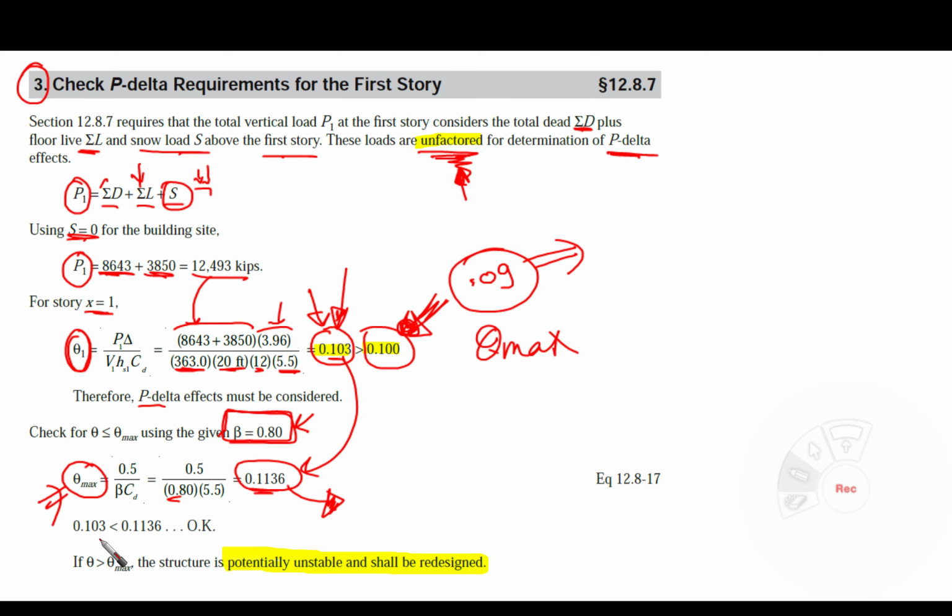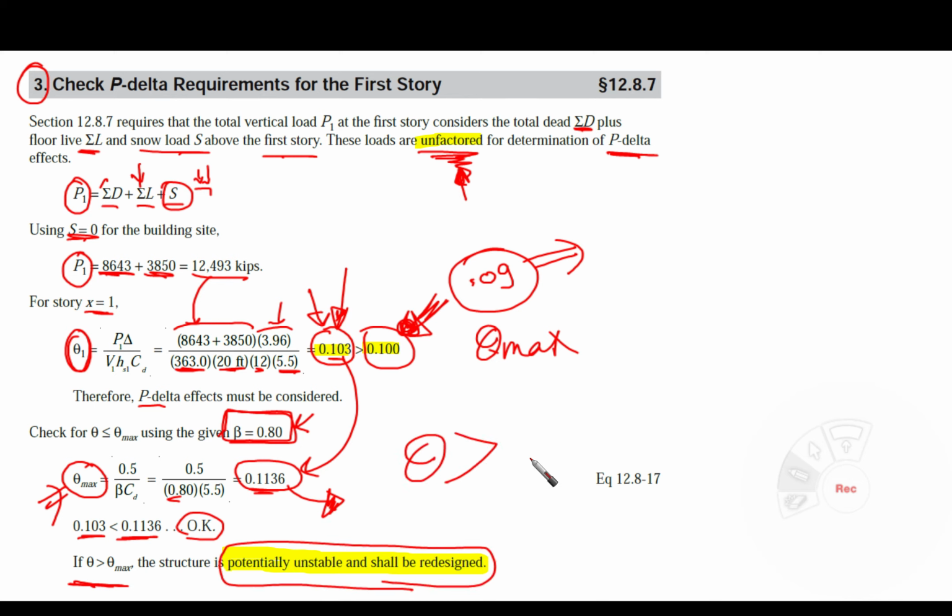Okay, now let's go to our case. We are 0.103, less than the theta maximum, then we are okay. And in this case, the structure needs to include P delta effect. There is a note here: if theta is larger than theta maximum, what should we do? The structure is potentially unstable and shall be redesigned. So if in your design you found that your theta is larger than theta maximum, this means that you need to redesign your structure. There is a possibility of instability of this structure under any seismic loadings. Okay.